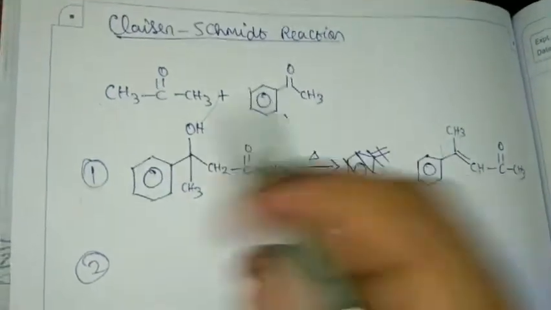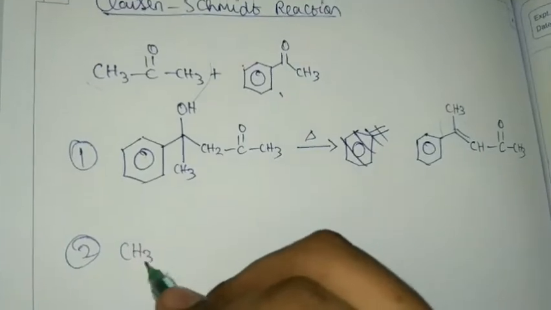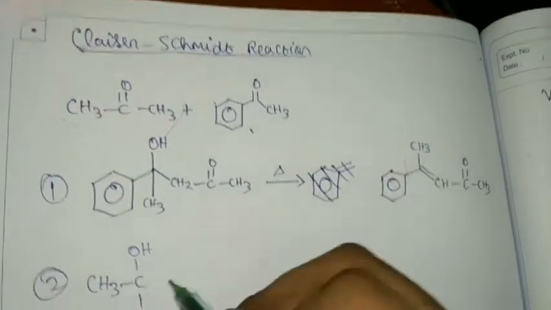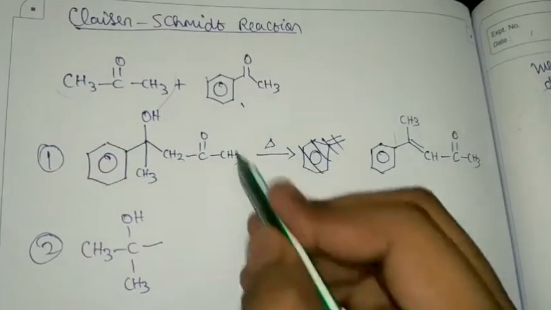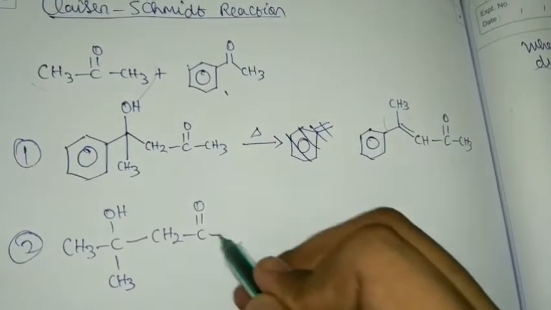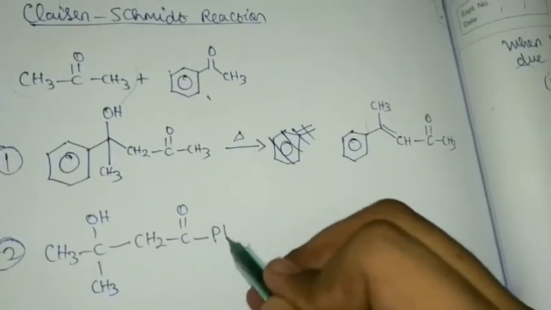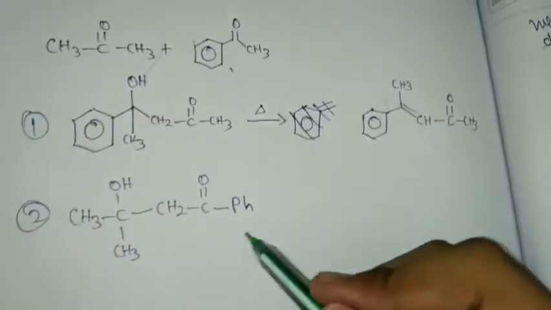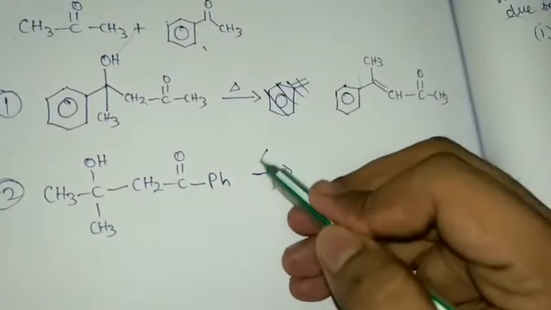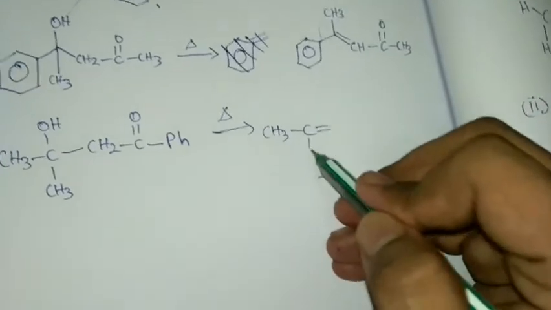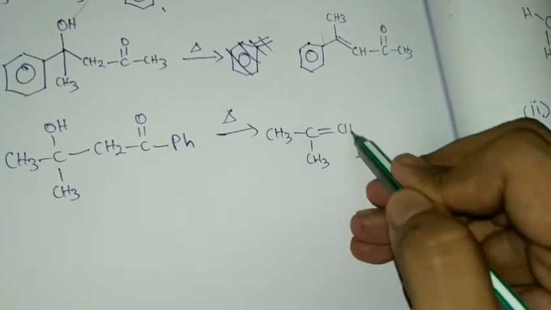The second product is when this forms the enolate ion and it attacks over here. So CH3 COH CH3, and this forms the enolate ion, right? So CH2 C double bond O. I did Ph for simplicity. There's nothing wrong in writing this. This is another product. When we heat it, we get CH3 C double bond CH.